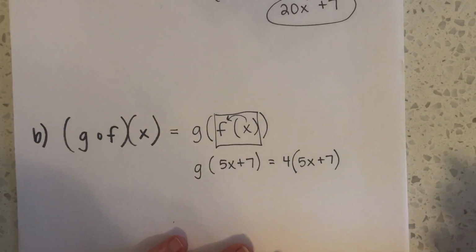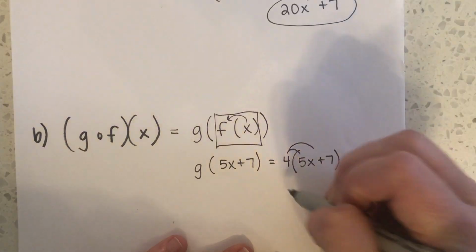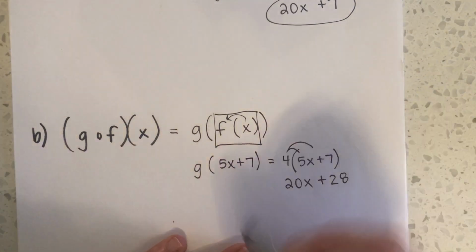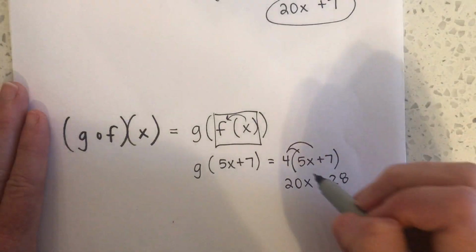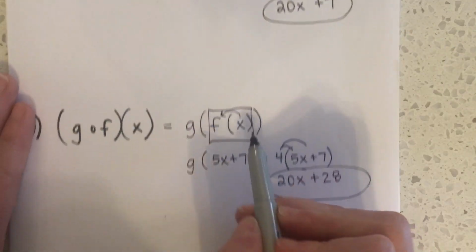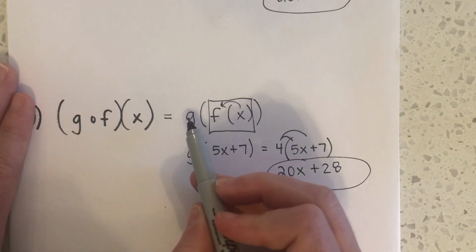And now it's all about the cleanup. So I have to distribute 4, and I get 20x plus 28. Look to combine any like terms, but you don't have any. So this is your finished expression. This is what you get when you plug the f of x function into function g.